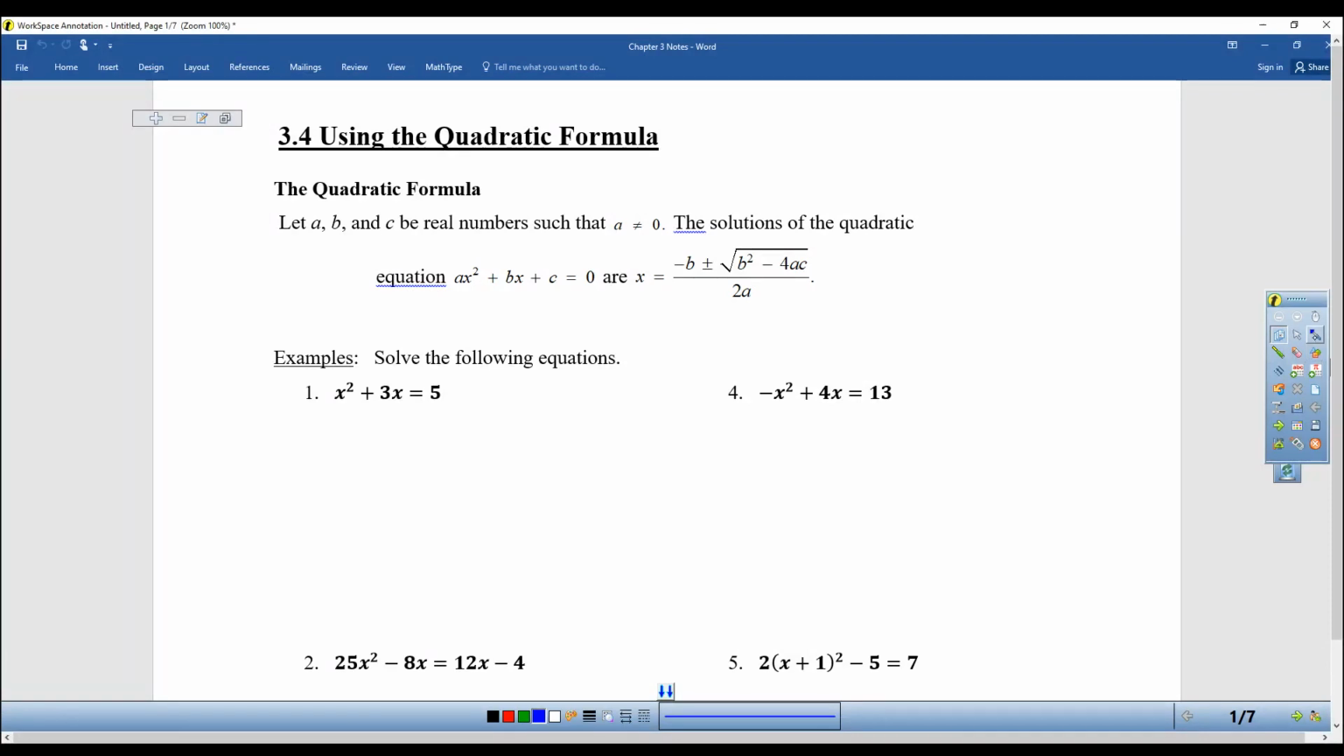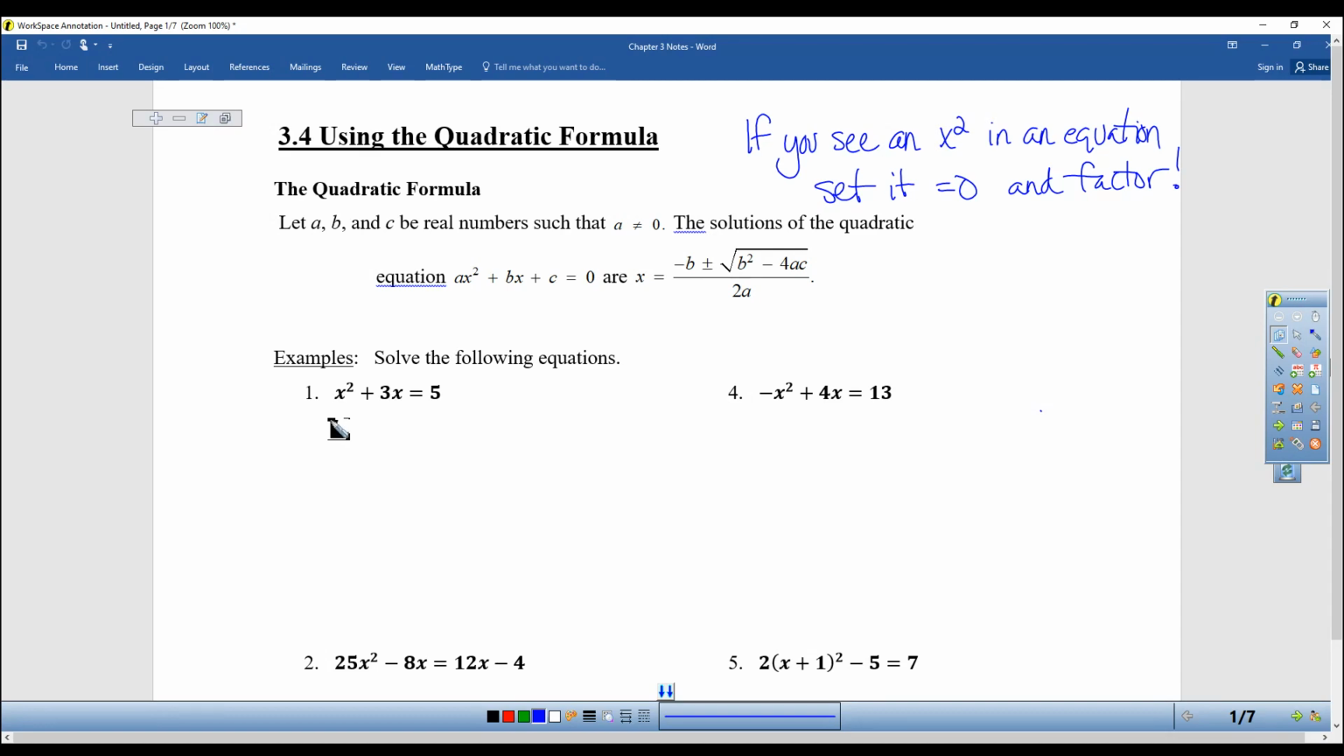So the phrase that I really want you to memorize this year is, if you see an x squared in an equation, what do you do? Set it equal to 0 and factor. This is what you do 90% of the time. So I see an x squared in my equation, I set it equal to 0, and I factor.